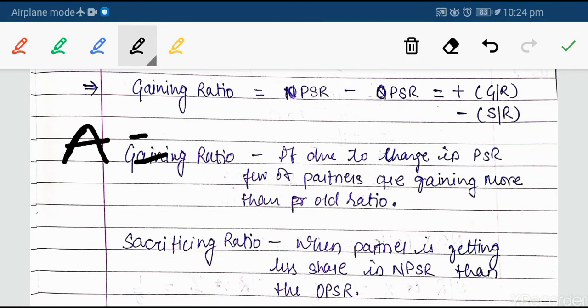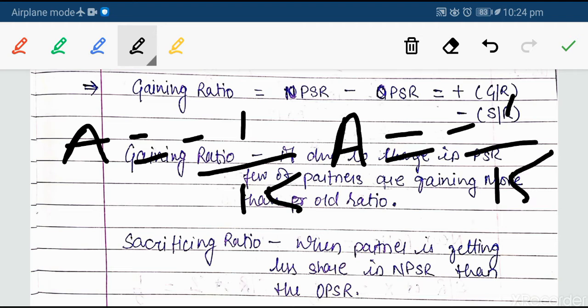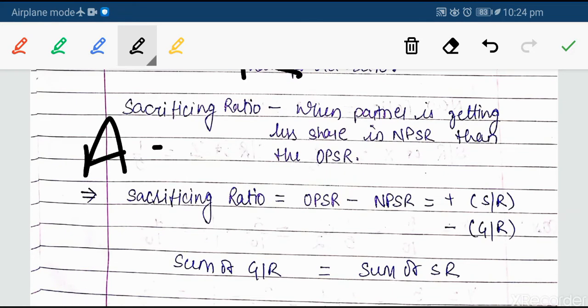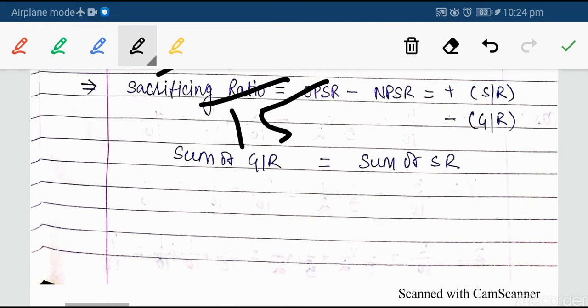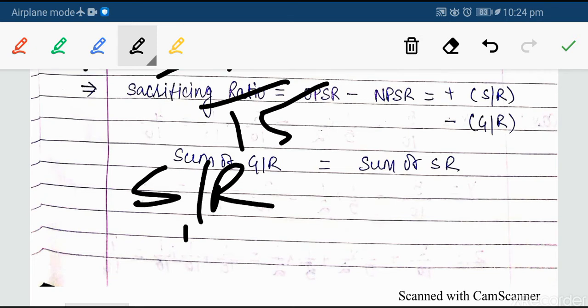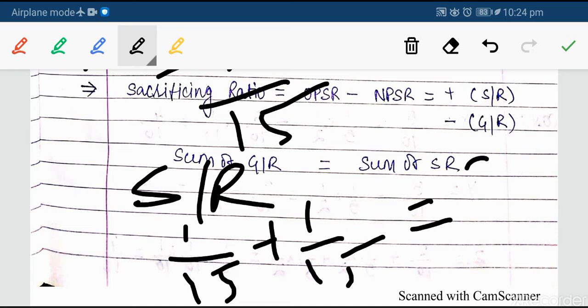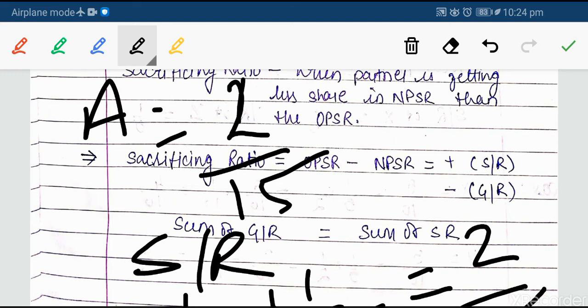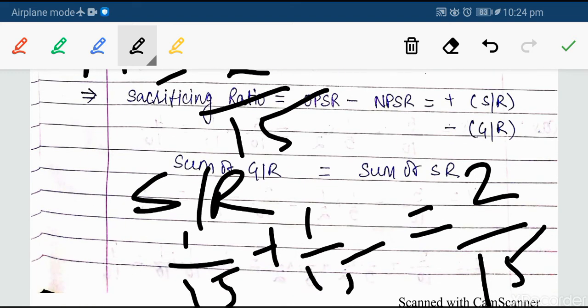Amar was sacrificing 1 by 15, that is negative. Akbar was sacrificing 1 by 15 and Anthony was gaining 2 by 15. So let's check whether gaining ratio is equal to sacrificing ratio or not. Sacrificing is 1 by 15 and 1 by 15. The total of 1 by 15 and 1 by 15 is equal to 2 by 15. So it is clear that we are doing all these things like this only. Hopefully this is clear to you.